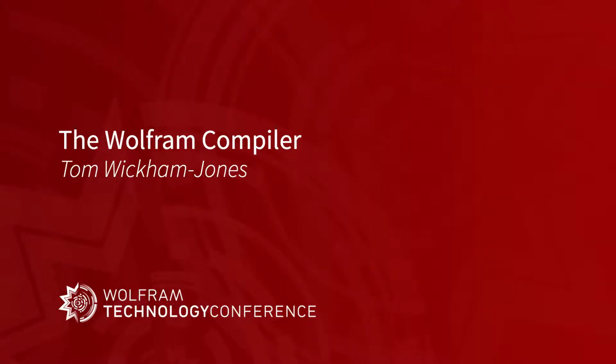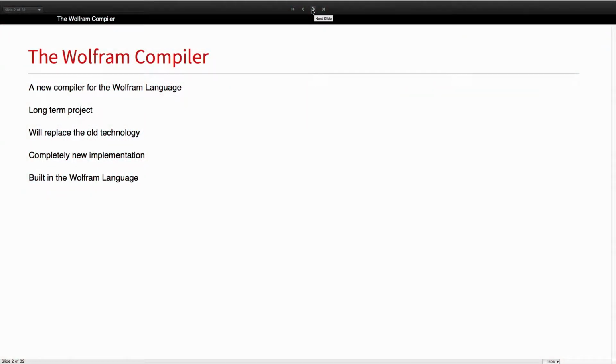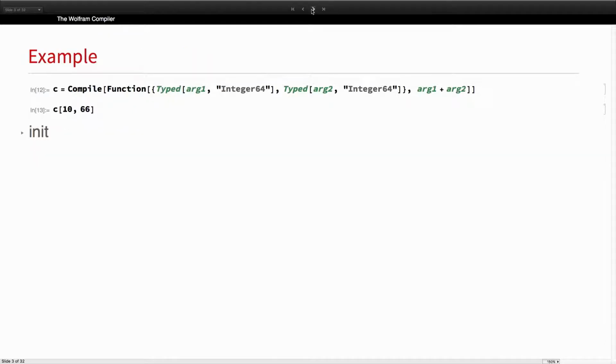Right, so I'm going to talk today about the Wolfram Compiler. This is a new compiler project for the Wolfram language. It's a long-term project. We've been working on this for a while, but hopefully soon we'll be having some sort of releases, things that people can use. It's going to be a replacement for the old compile technology. It's a completely new implementation, and it's built in the Wolfram language.